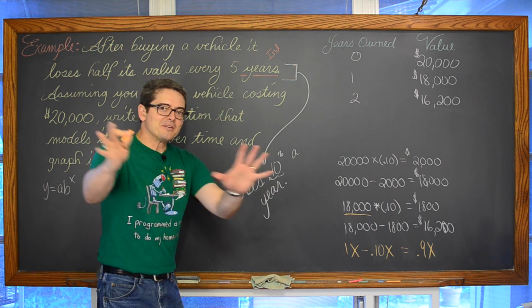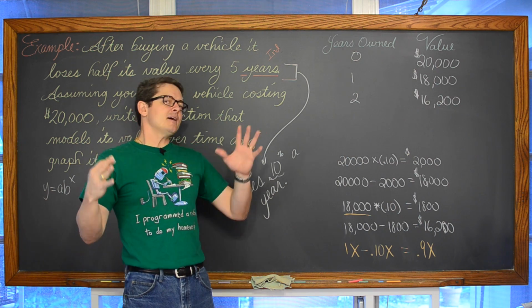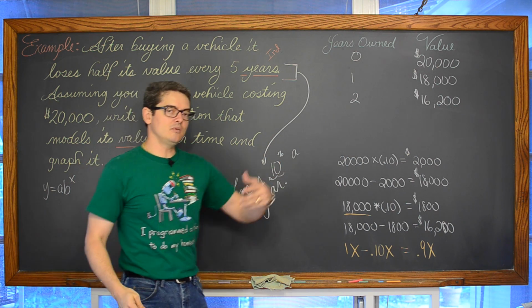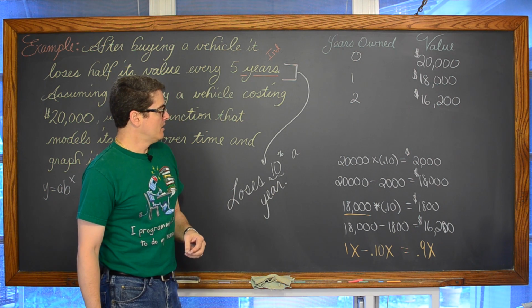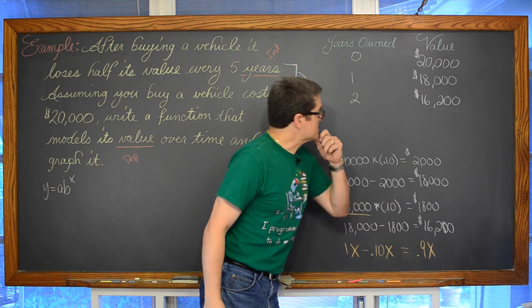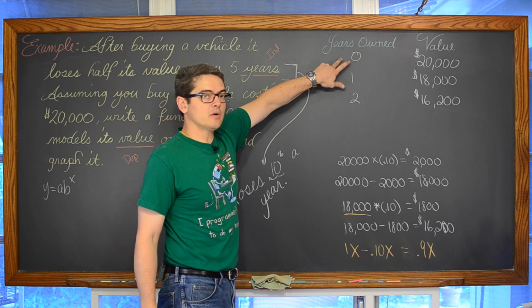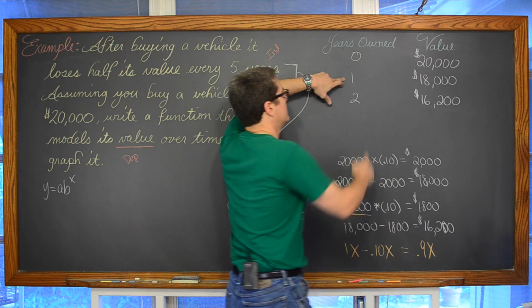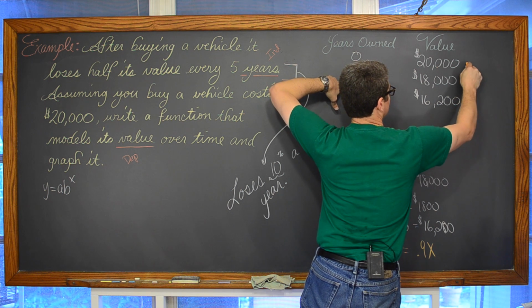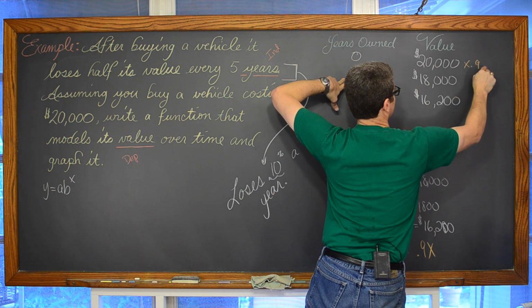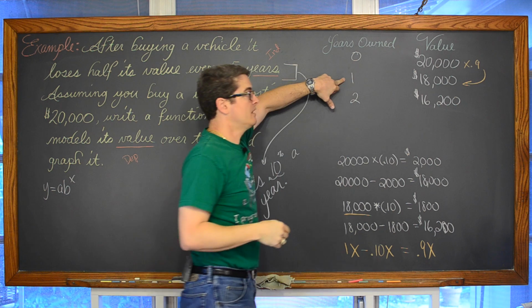So maybe some of you are going, okay, yes, I get it. If you lose 10%, the part you get to keep is 90% of the value. So 90% of x. At time 0, we had $20,000. And at year 1, we took that 20,000 and multiplied it by 0.9 effectively to get the 18,000.